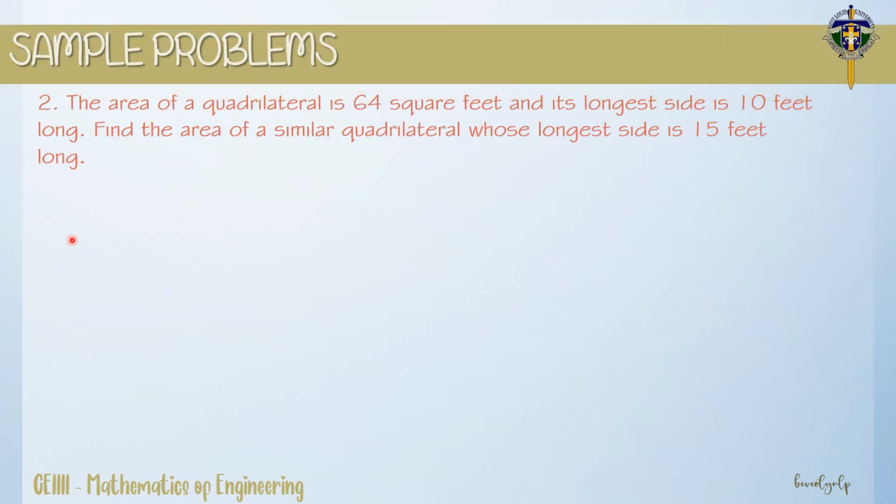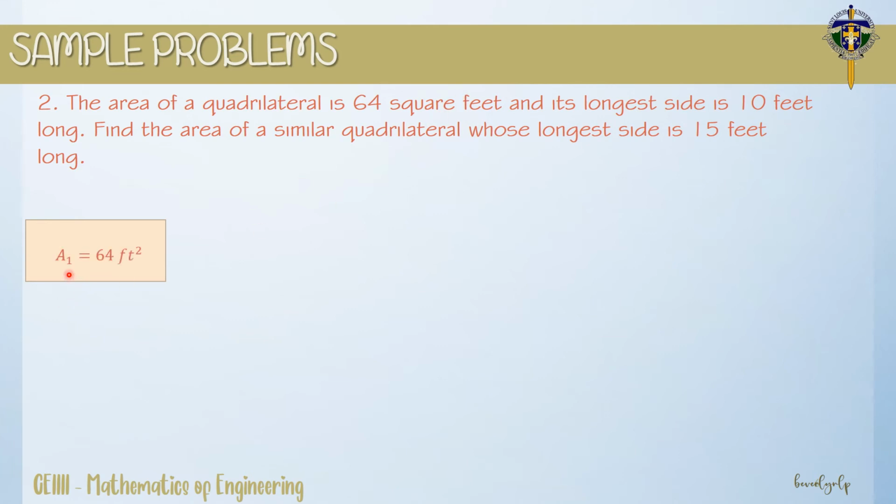Next problem. The area of a quadrilateral is 64 square feet and its longest side is 10 feet long. Find the area of a similar quadrilateral whose longest side is 15 feet long. So we have a quadrilateral, and when we say quadrilateral, this is a polygon with 4 sides. So we have here a quadrilateral with an area of 64 square feet.